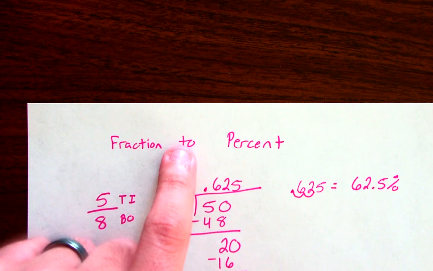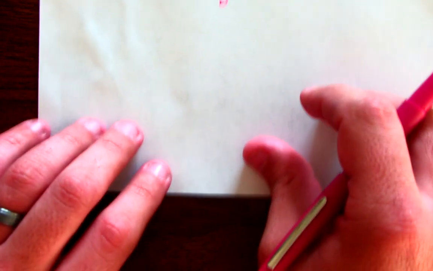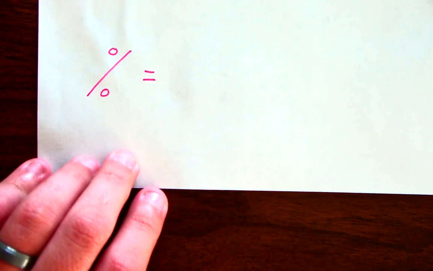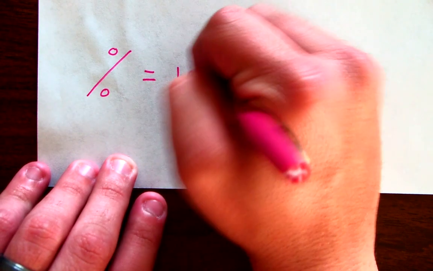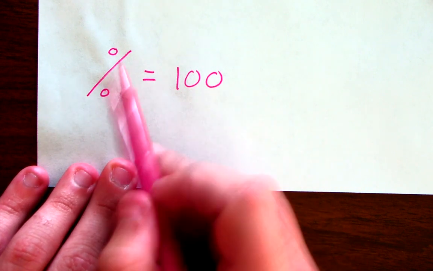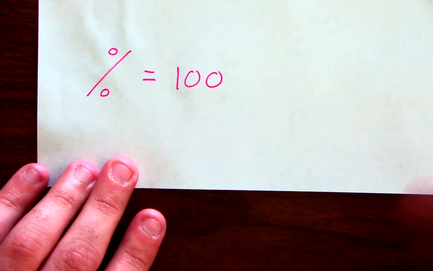Okay. Now back to fraction to percent. I said there were 2 ways to do it. This first way I showed you will always work. The other way you could do it works only if the denominator is a factor of 100. The reason I say that is percents are out of 100. Here's your percent sign, like I showed the students earlier, and here's your 100. Well, look at that. Here's your 1, here's your 2 zeros. So percents are out of 100.